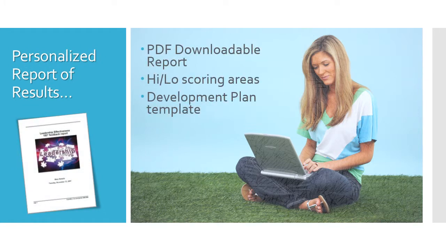Each person who takes these online competency assessments is provided with a personalized report of results at the conclusion of the assessment. The report is a PDF downloadable, and it includes a variety of information about each dimension on the assessment, including the highest and lowest scoring areas so that a participant or learner can immediately see those areas in which they have the greatest strengths and those areas in which they might want to target for development. And of course, at the conclusion of the report, there's a development plan template to begin the planning process.